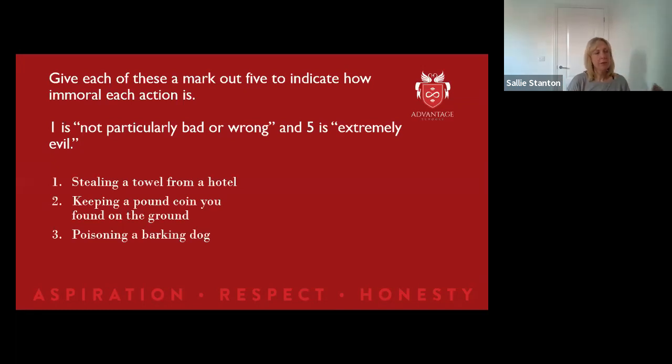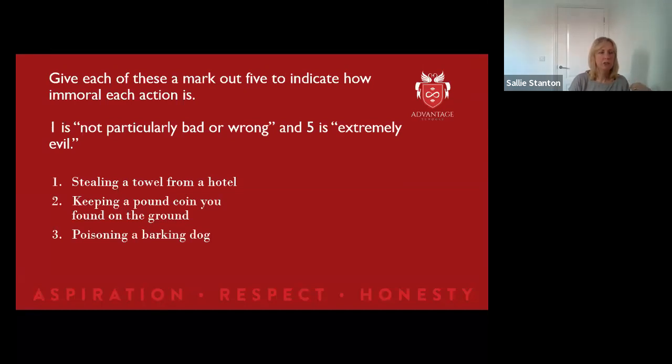And just thinking about your decision for poisoning a barking dog, can you type in the chat how immoral you think that is? So 1 is not that immoral, 5 is that's really wrong. Okay, fab. I can see lots of people typing in 5. So we're rating that 4 or 5. Quite evil then. Okay, right.